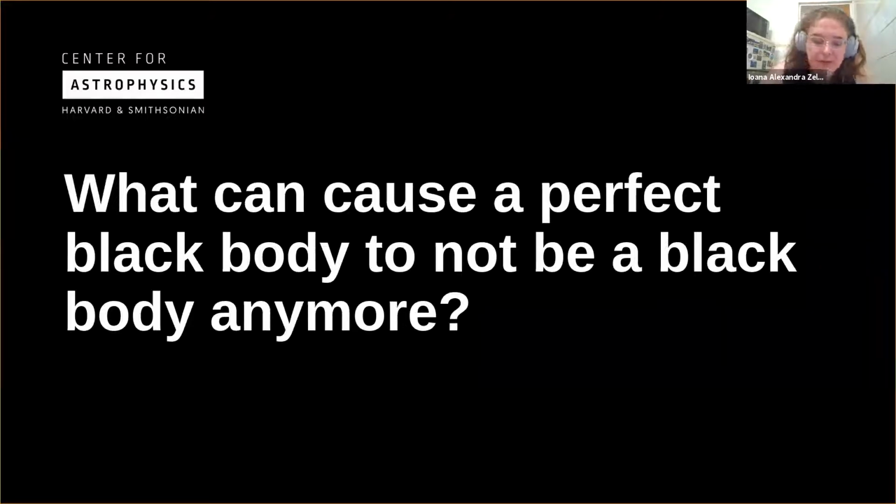The question that one can pose is, what can cause a perfect black body radiation to not be a black body anymore? We know that the cosmic microwave background was a black body at the beginning, but is it going to be a black body when it arrives to us on the detectors? And what kind of processes do we see affecting it?